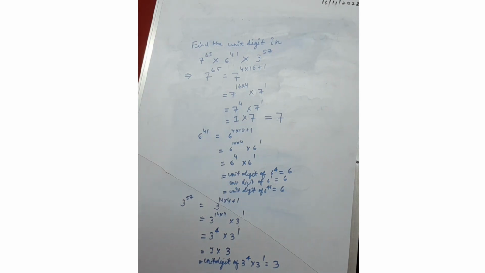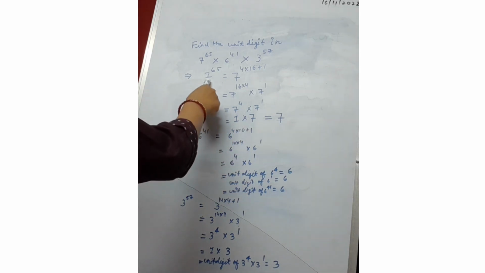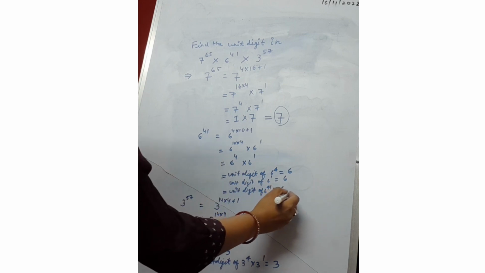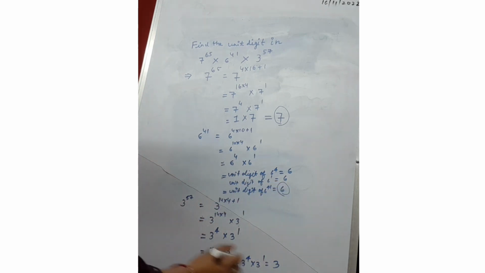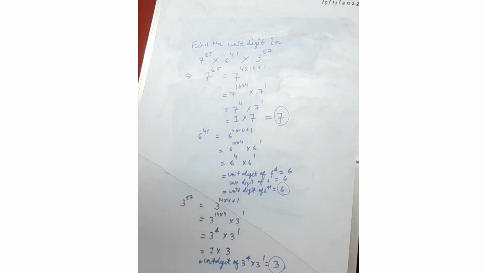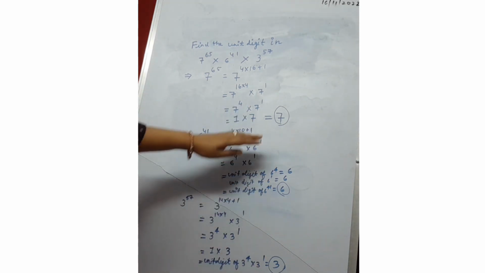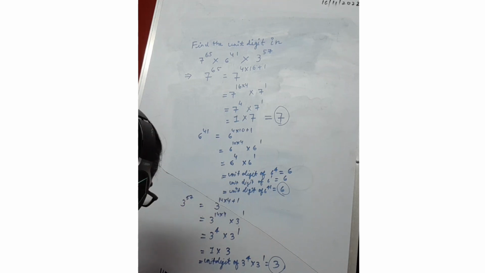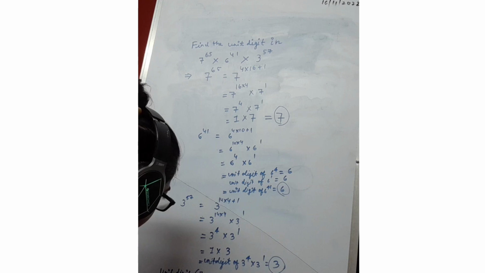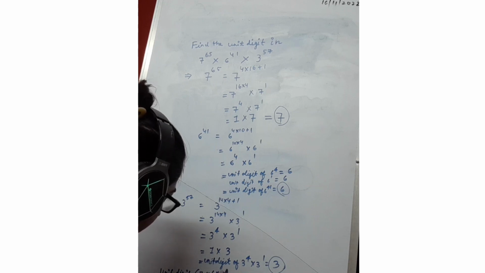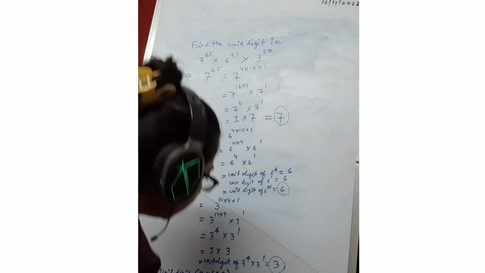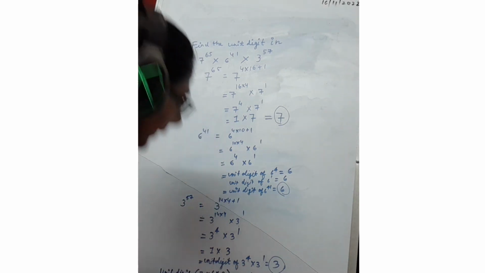So now we have got the unit digit of 7 to the power 65, it is 7, of 6 to the power 41 is 6, and of 3 to the power 57 is 3. Now we multiply these 3, 7, 6 and 3. So the unit digit of 7 into 6 into 3: 7 times 6 is 42, into 3, the unit digit will be 6.